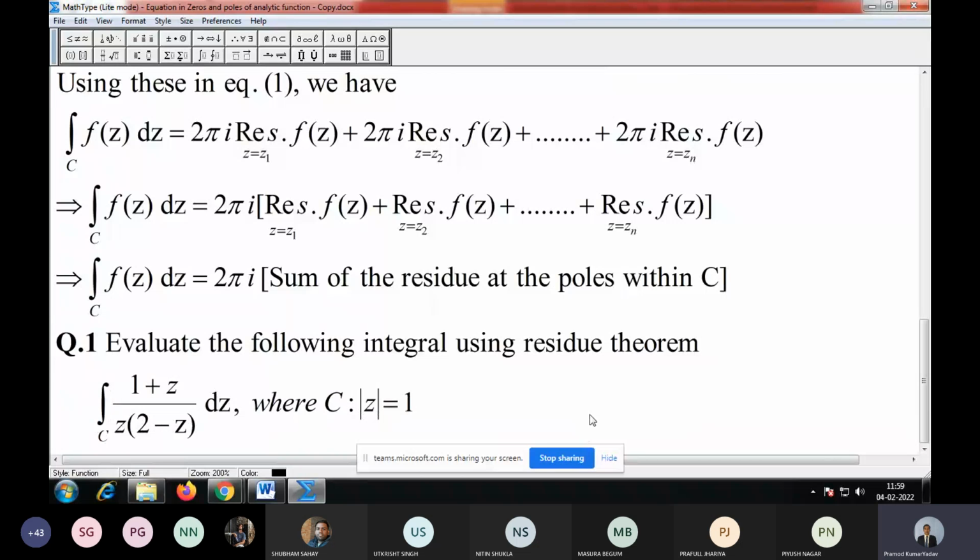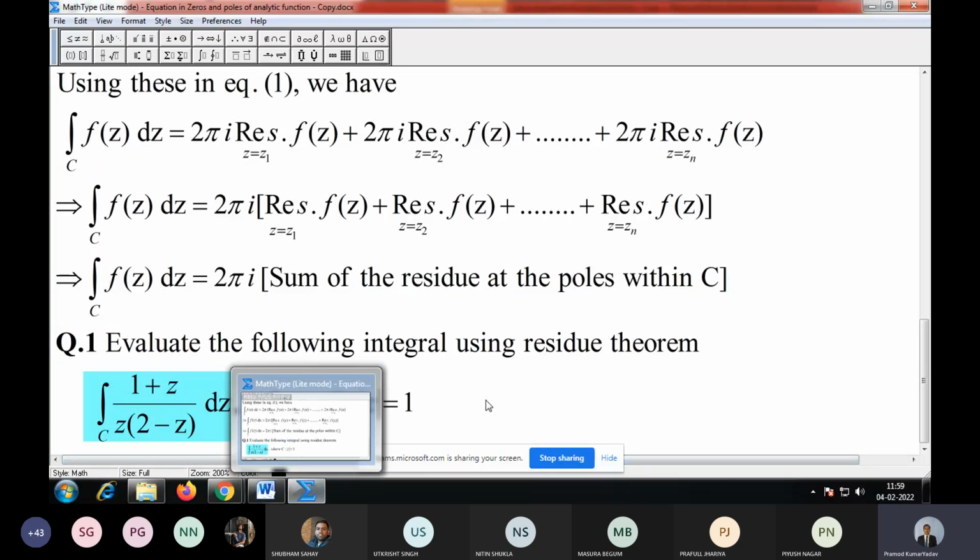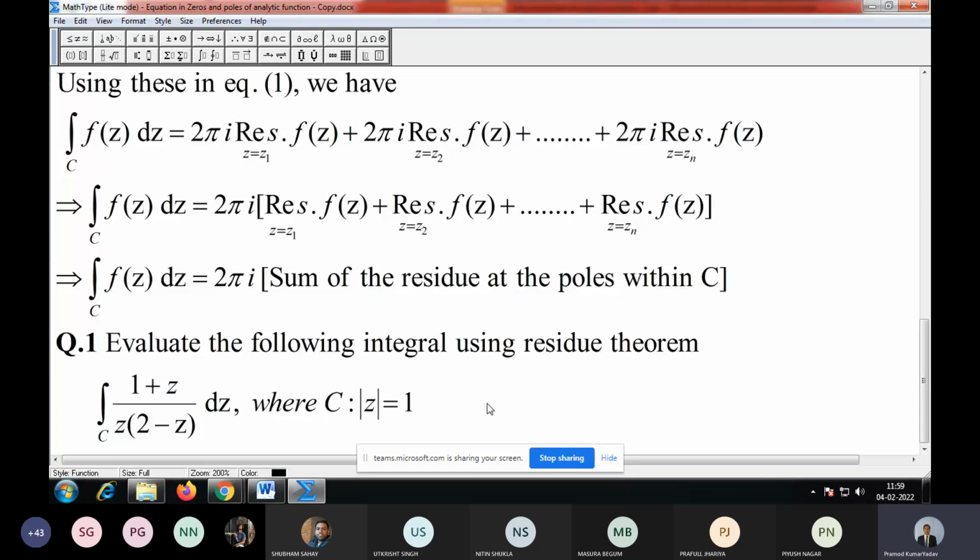Now we may see some problems based on the Cauchy residue theorem and see how it is helpful for us to find the value of the integration. Evaluate the following integral using the residue theorem: (1 plus z) divided by z(2 minus z). In the integration case, I hope you all remember, I have explained some steps. What we should do first is draw the curve. The curve is C centered at the origin with radius 1. Then we need to find the points at which the function f(z) is not analytic. Those points are 0 and 2.